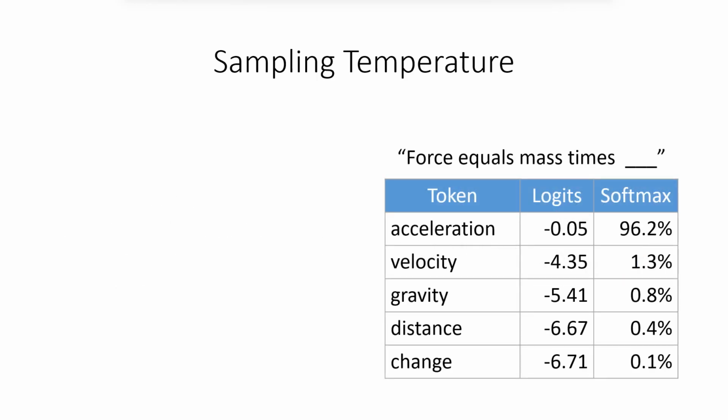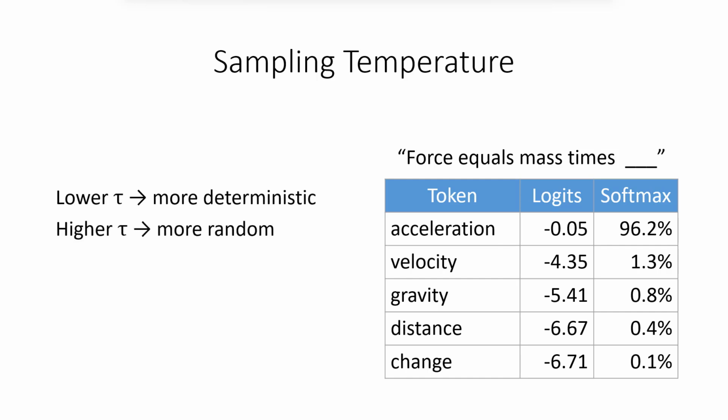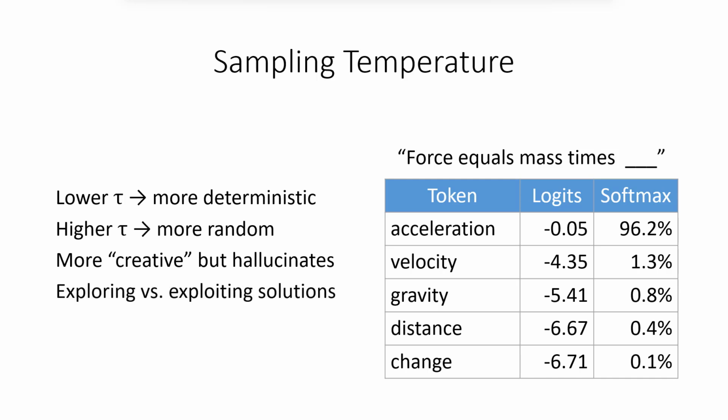A lower sampling temperature generates output tokens that are more deterministic. A higher sampling temperature generates output tokens that are more random. As a result, many people conceptualize higher temperatures as more creative output. However, higher temperatures also lead to a higher likelihood of model hallucination, statistically plausible yet factually incorrect responses. In the context of solution space search, temperature can be seen as a trade-off between exploring or exploiting possible solutions in the solution space. Higher temperatures explore the solution space more broadly.